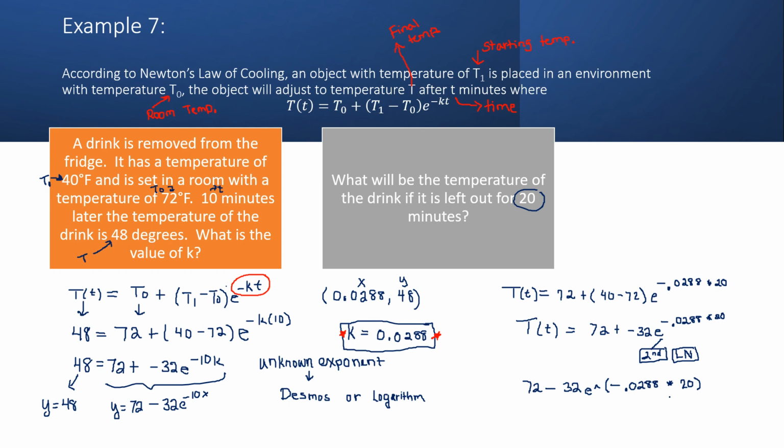So I typed all that into my calculator. And so this was calculating the temperature based on a specific time. So T of t is equal to 54.01, and that would be degrees Fahrenheit based on the context of the original problem.